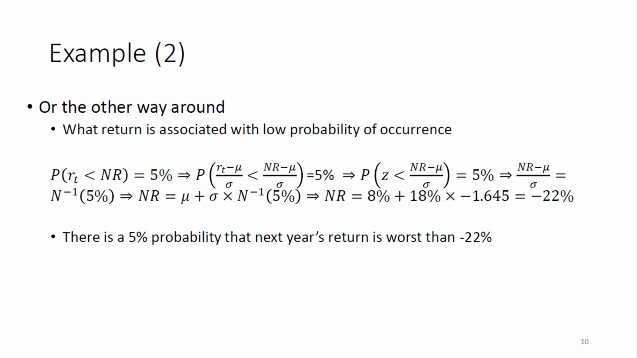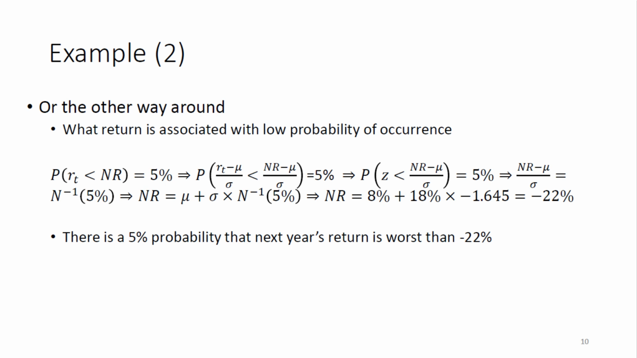The mean is 8%, the standard deviation is 18%, and the critical value that goes with a 5% probability mass in the left tail is equal to minus 1.645. So if I do the calculation, what comes out is a negative return of minus 22%. So if I want to be 95% certain about a return, then I know that with 95% certainty, the return will be better than minus 22%. There's only a 5% probability that the future return will be even worse than minus 22%.